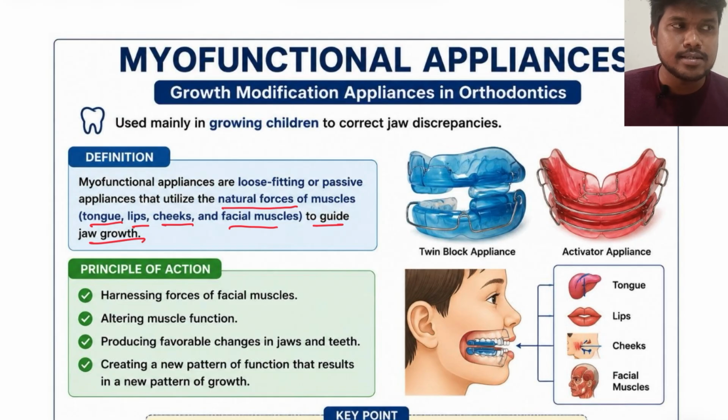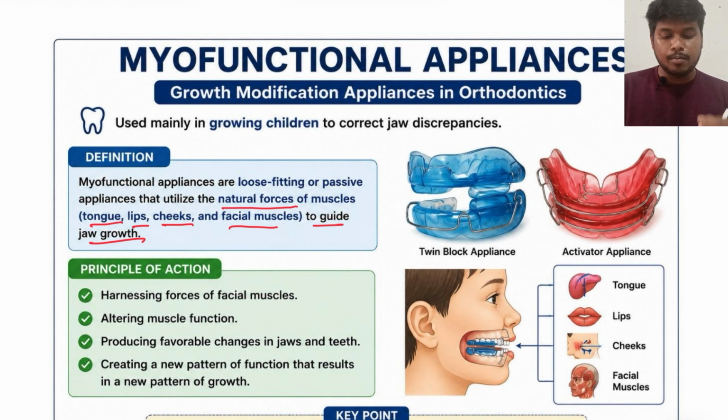So these are passive appliances, inserted into the oral cavity in a loose fashion. Okay, these are passive appliances, which means we will not have any screw components or spring components. Okay, so this functional appliance will work by natural forces of the musculature. So you have understood the definition and let's see the principles of action.